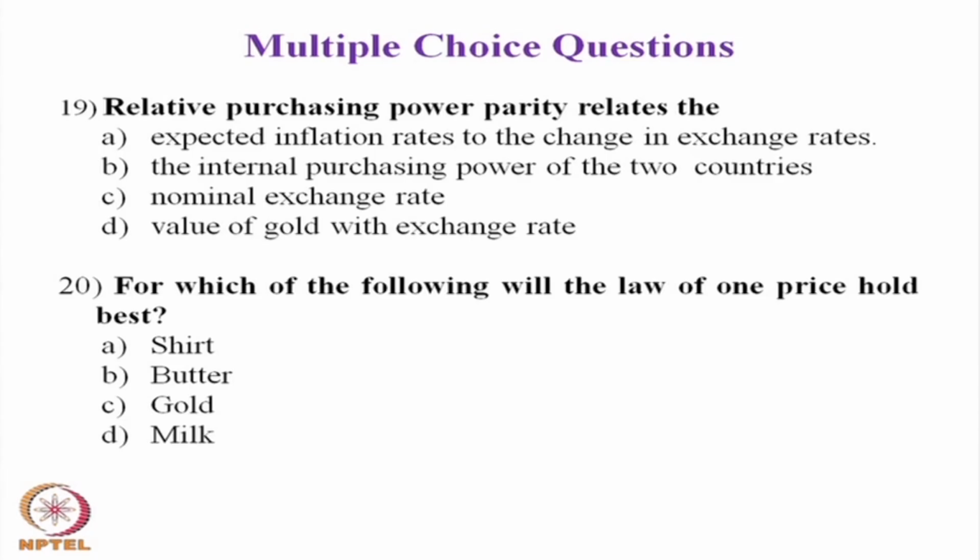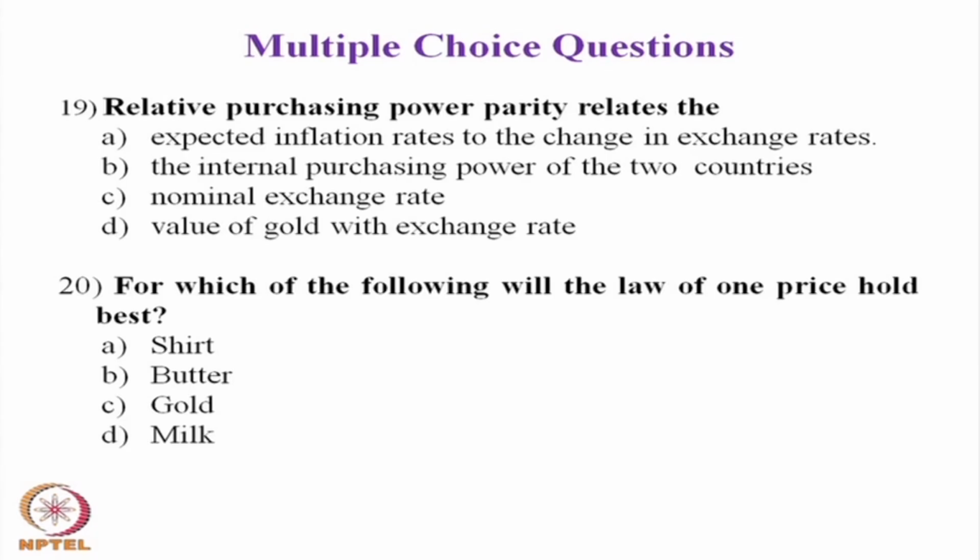Question number 20 is, for which of the following will the law of one price hold the best? Law of one price means the value of a particular commodity or item will be the same across different countries.